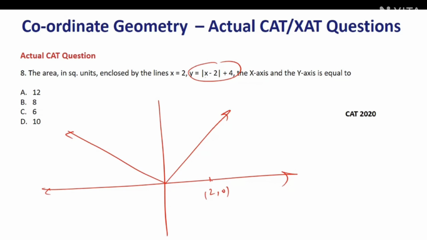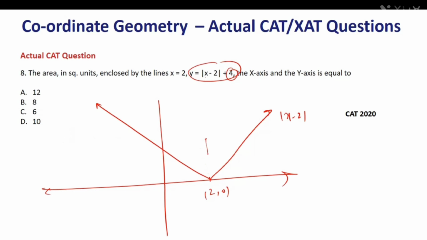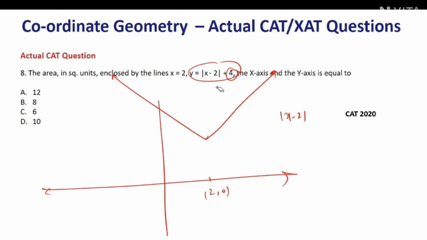So this is 2, 0. This will right shift by 2 units. This is mod x minus 2. Now outside the mod you have a plus 4. So you shift this graph by 4 units upward. So this becomes something like this. So this is the graph for this equation, y is equal to mod x minus 2 plus 4. This is the graph, right?